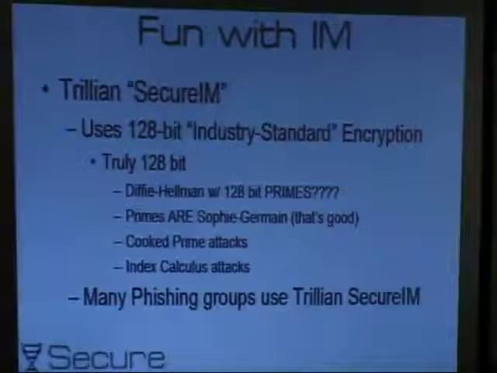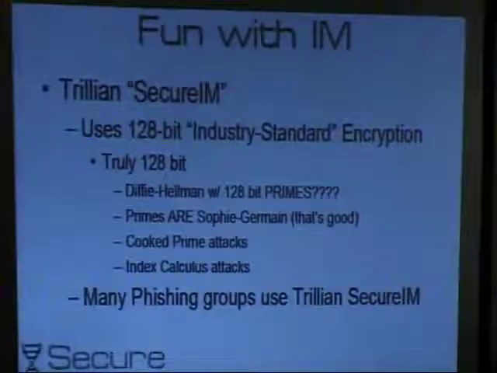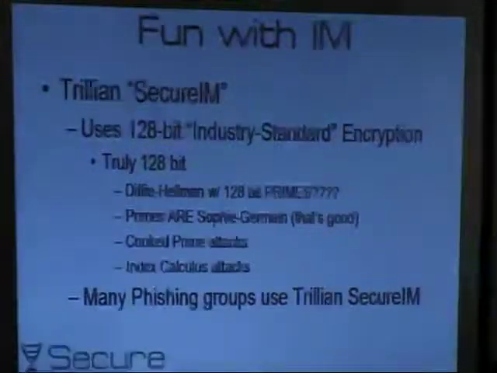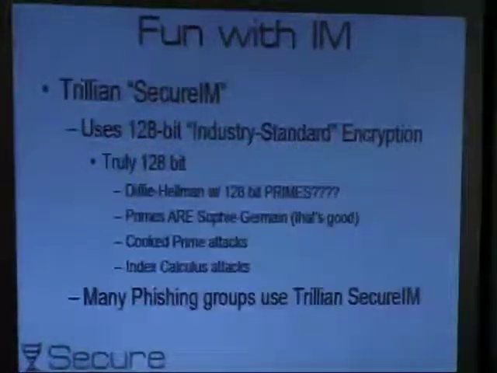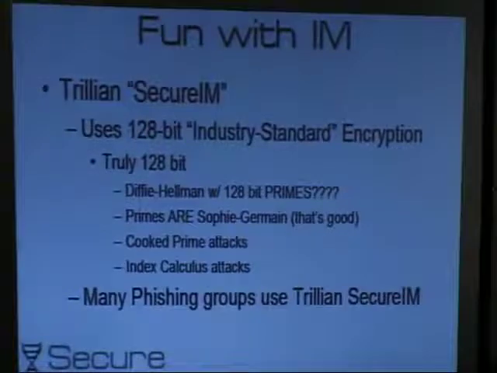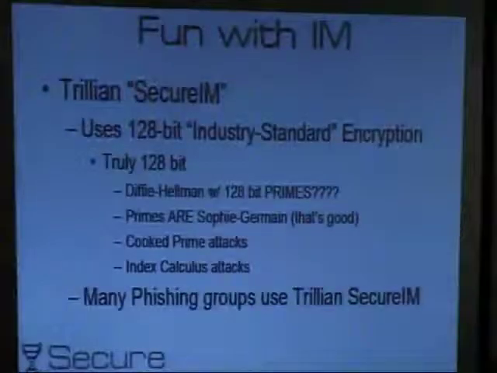The second attack you can do is an index calculus attack, where you take a linear sieve and do prime minus 1 divided by 2, then make all primes to that, make a matrix, and calculate smooth relations, and you can actually solve the keys for that possible prime set. The good thing about this is many phishing groups use Trillian Secure IM.